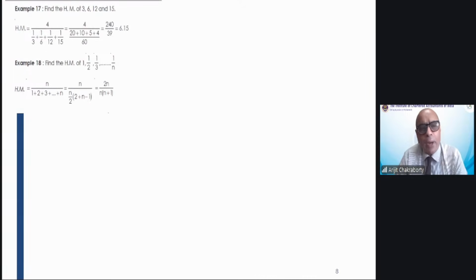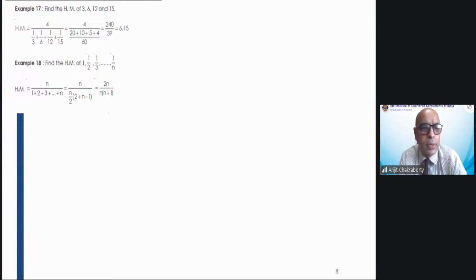We are now taking some practical examples. Example 17 from the ICAI study material, the first one on the slide. We have to find the harmonic mean of 3, 6, 12 and 15. Right. So 4 numbers are given, 3, 6, 12 and 15. As per the definition of harmonic mean, we find the reciprocal of the numbers. So 3 becomes 1 by 3, 6 becomes 1 by 6, 12 becomes 1 by 12 and 15 becomes 1 by 15.